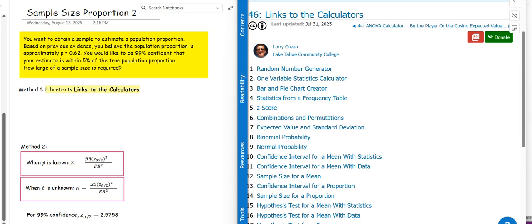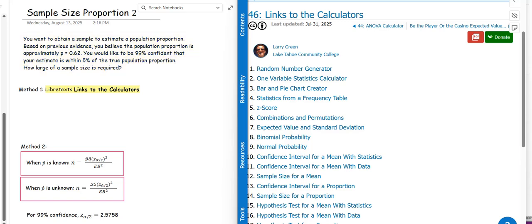You want to obtain a sample to estimate a population proportion. Based on previous evidence, you believe that the population proportion is approximately 0.62. You would like to be 99% confident that your estimate is within 5% of the true population proportion. How large of a sample size is required?